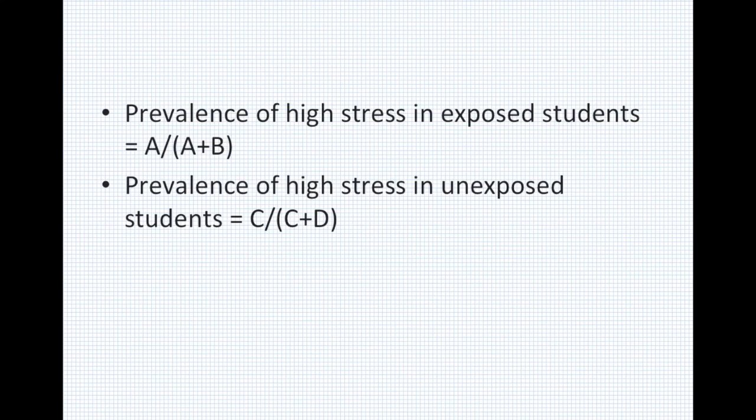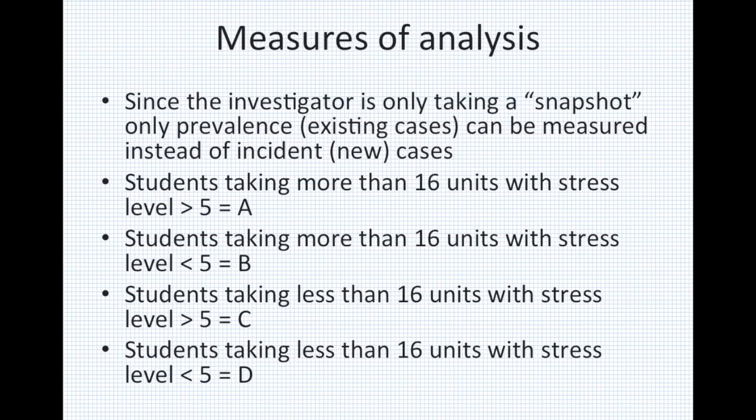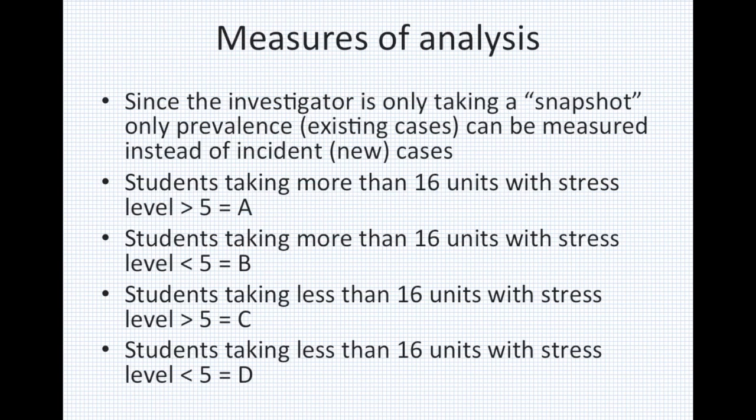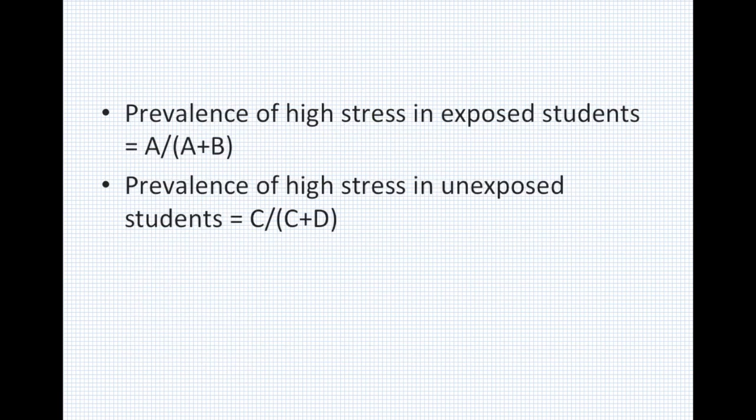So the prevalence of high stress in the exposed students would be students taking many units with a high stress level divided by the total population of students taking many units. And the prevalence of high stress in unexposed students would be students taking few units with a high stress level divided by the entire population of students taking few units.